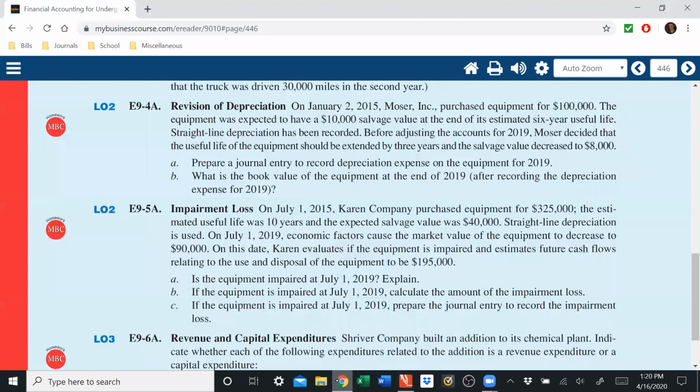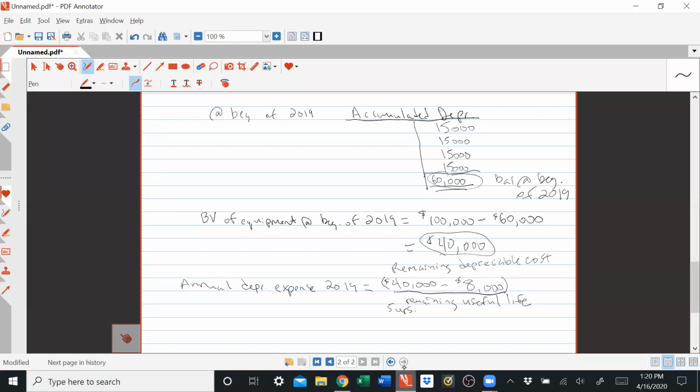Because we extended the useful life 3 years, if you see right here. Before adjusting the accounts for 2019, Moser decided that the useful life of the equipment should be extended by 3 years. So instead of having a 6-year useful life, it should have a 9-year useful life. So at the beginning of 2019, under our old useful life, we would have 2 years left, but then we add 3 more years on, so we have 5 years left.